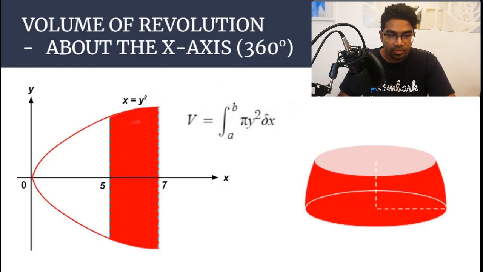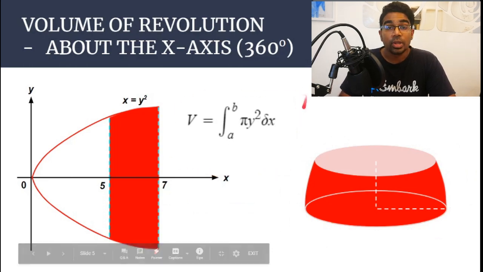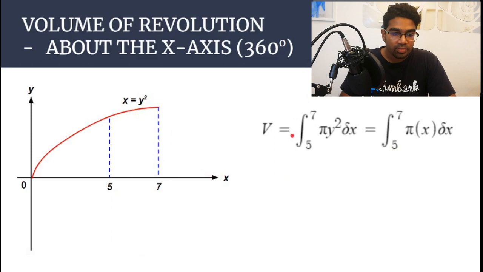So if we want to find the volume that we get when we revolve this area about the x-axis, 360 degrees about the x-axis, then actually we are looking for this shape over here. We are trying to find the volume of this shape. So how do we do that? Just have to use the formula. So we apply the formula. Our limits are 5 to 7. So we put the integration with limits 5 to 7 of pi y squared dx.